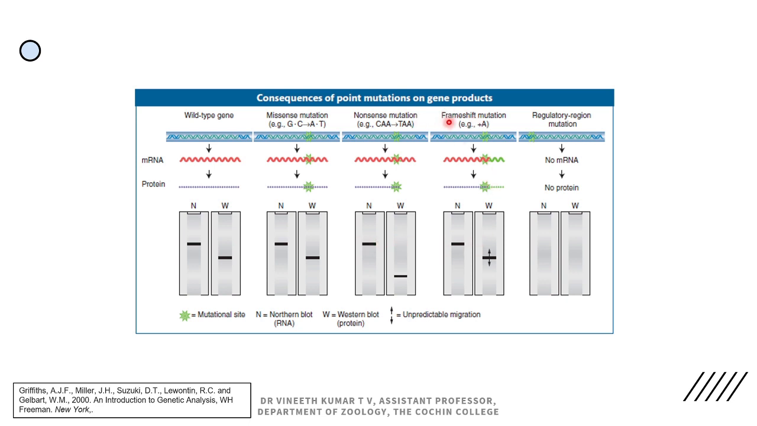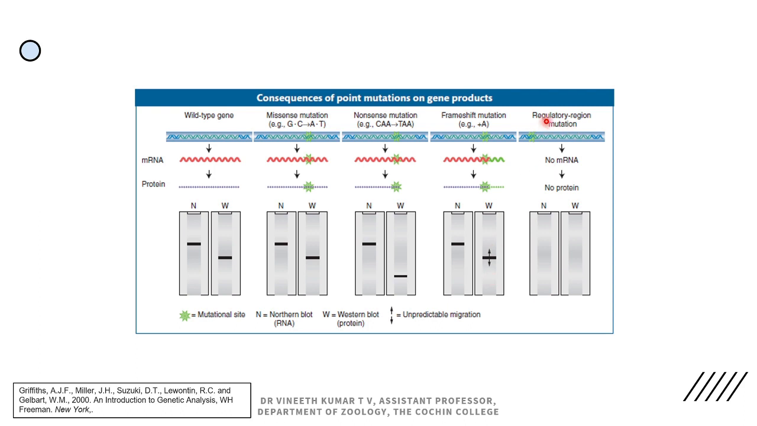Here this is a frame shift mutation. In a frame shift mutation, depending upon addition or deletion, that is why the arrow is like this. If more bases are added, the size of the protein will increase, and that will attain a position somewhere here. If more bases are lost, it will attain a position here.